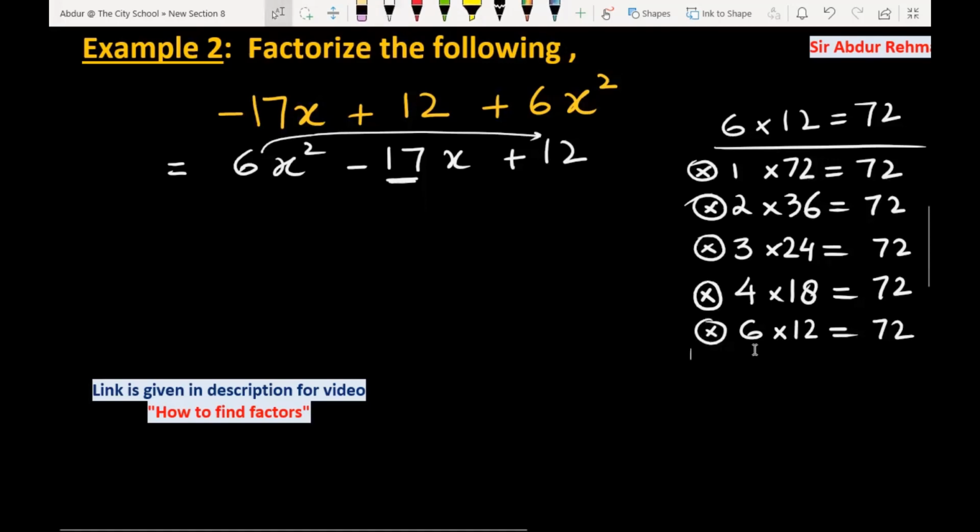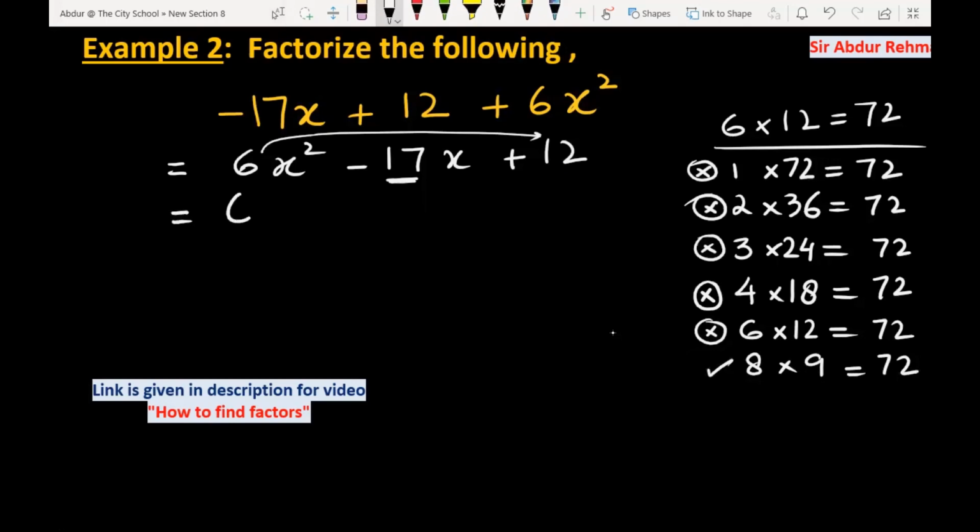7 is not a factor of 72. 8 is a factor of 72. 8 nines are 72 here. So 9 plus 8, 9 plus 8 is 17. Yes, this factor pair is correct.